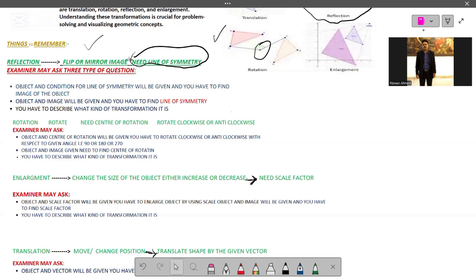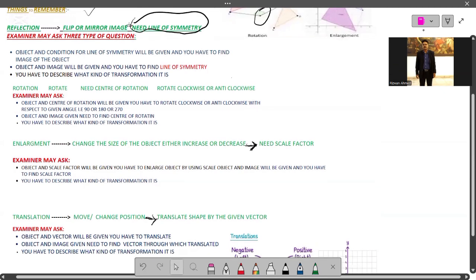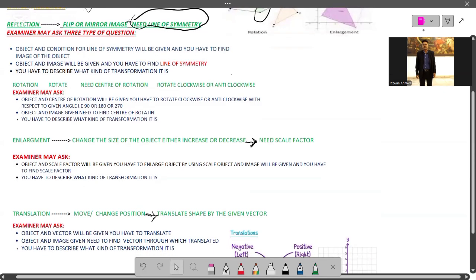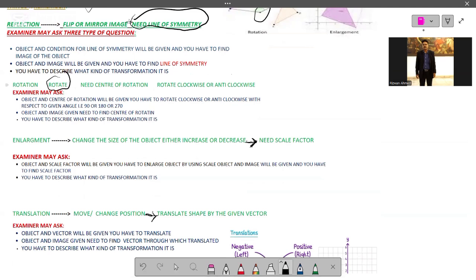So when we talk about rotation, rotation means rotate. And what is the meaning of rotate? Rotate from a fixed point, either clockwise or anti-clockwise. And for the rotation, we need the center of rotation, which is important. If you know the center of rotation, you can easily find it out.